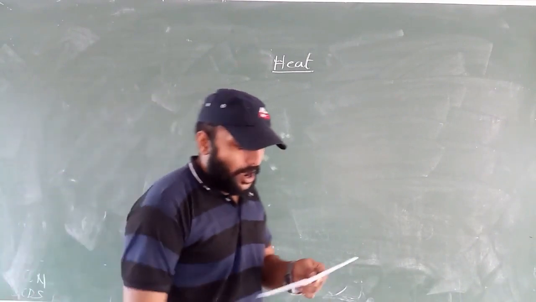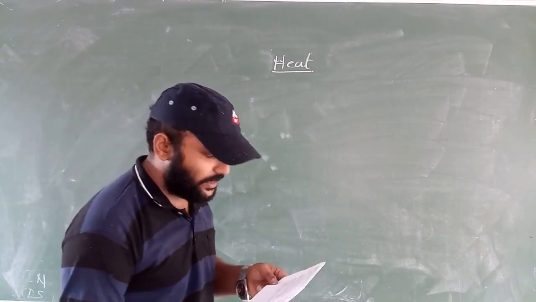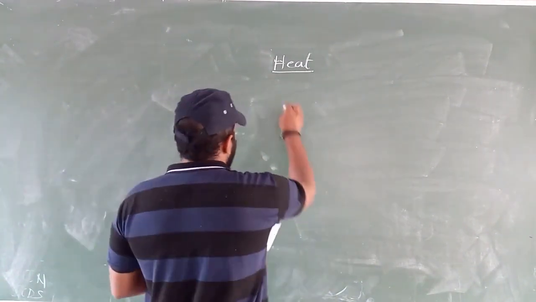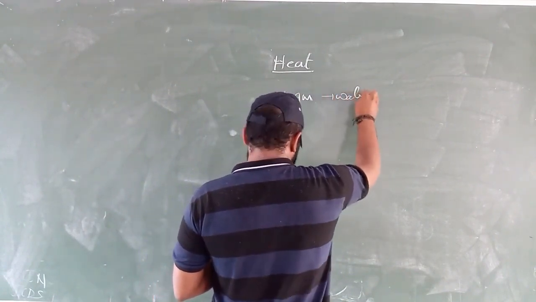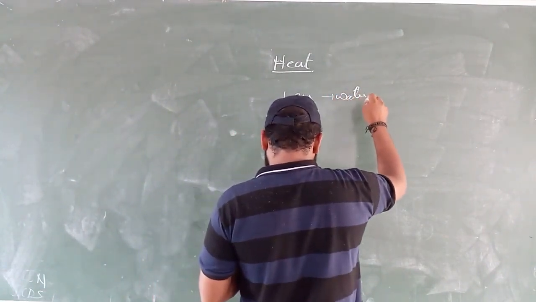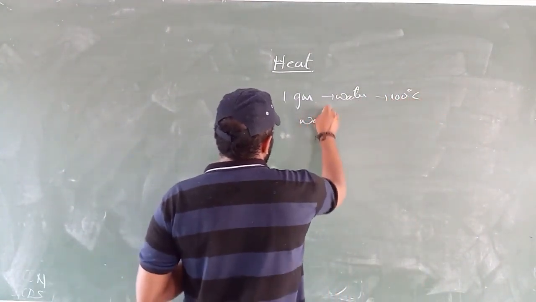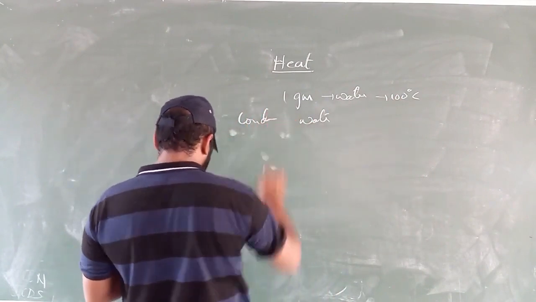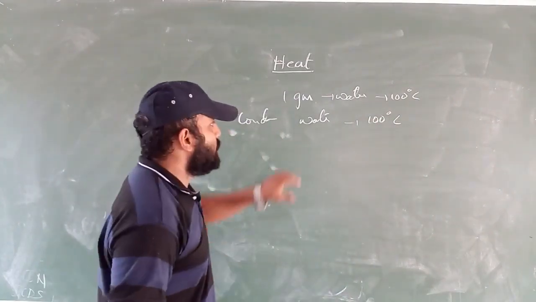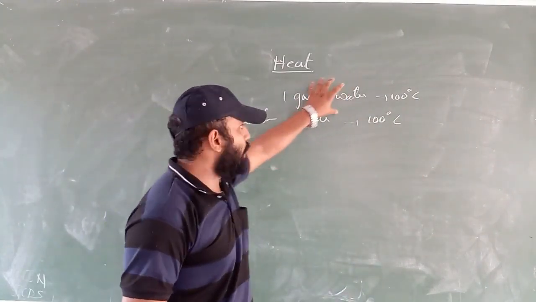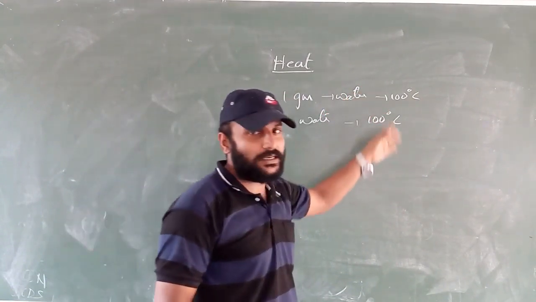See the question. How much energy is transferred when 1 gram of boiling water at 100 degrees Celsius condenses to water at 100 degrees Celsius? Here they are simply saying that we have steam and we want to convert that steam into water. That is at 100 degrees Celsius, which they have given.